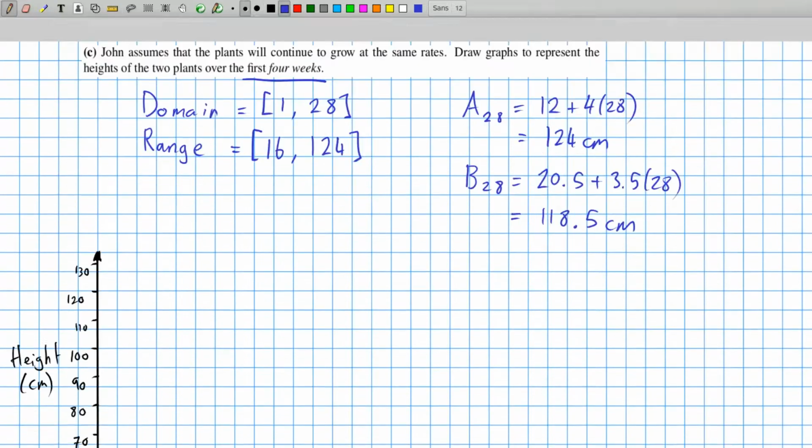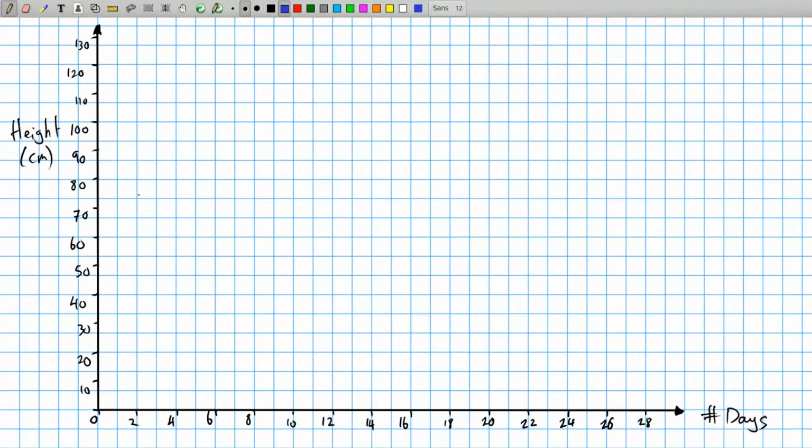So I'm going to scroll back down. Now I know the height of the first plant on day 1 is 16. So 16 is about there, and that's day 1. And on day 28, it ends up being 124. So that's going to be about there, I would say. It doesn't have to be incredible, but just approximately what you're looking for.